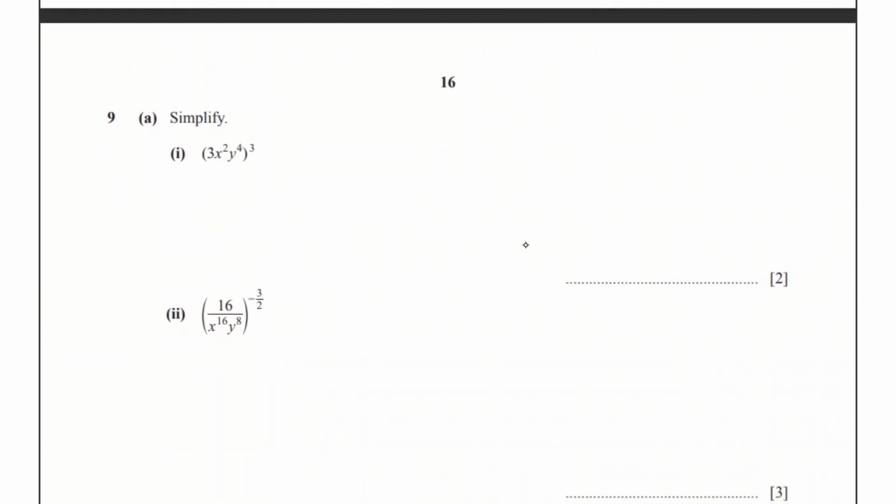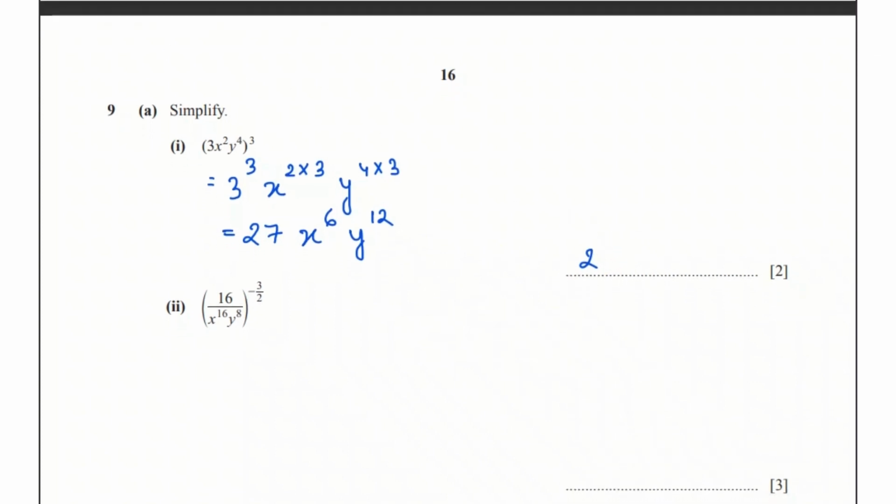Simplify, open it, this 3 will get multiplied with this, so 3 cube, x2 into 3, y4 into 3, which gives 3 raised to 3 is 27, x raised to 6, y raised to 12. So 27 x raised to 6, y raised to 12.